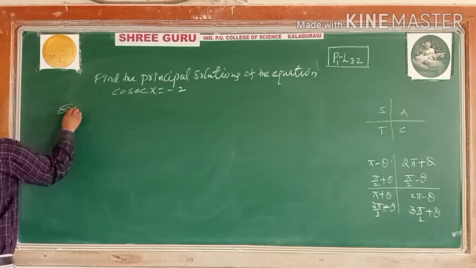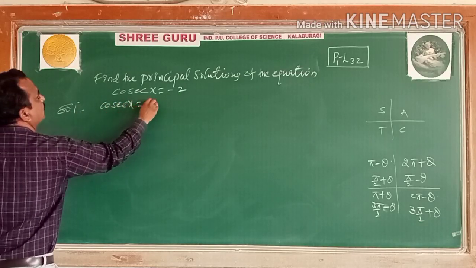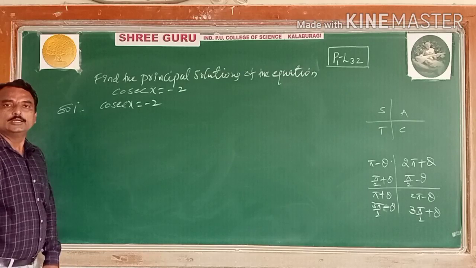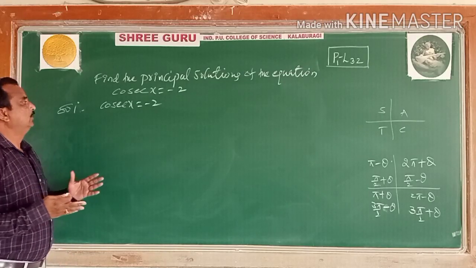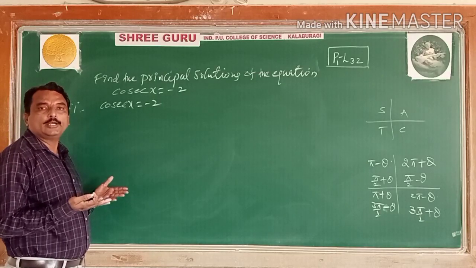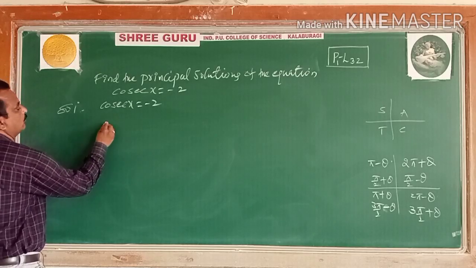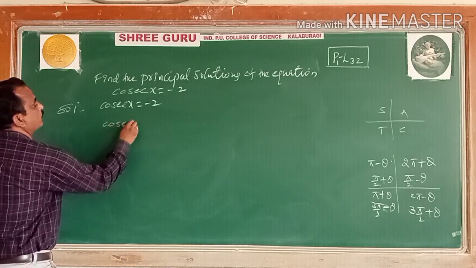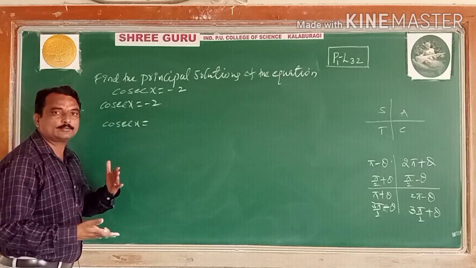Solution. What is your equation? This is a trigonometric equation. Such equations, which involve trigonometric functions of a variable, are known as trigonometric equations. So cosecant x equal to minus 2. Let us write what is the value for 2 of cosecant. Let us take the reciprocal.